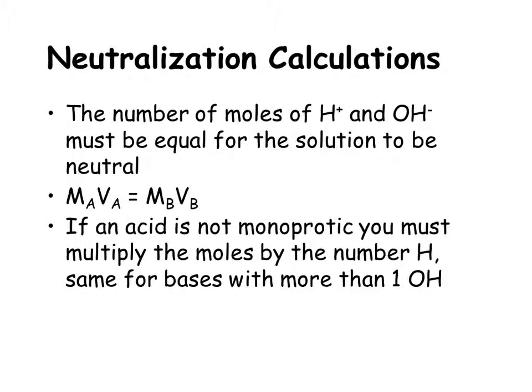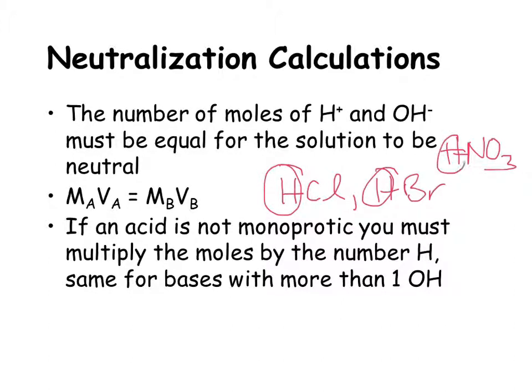monoprotic versus diprotic versus polyprotic. Now a monoprotic acid is an acid that only has one proton or one hydrogen. So let's see, HCl is one, HBr is one, HNO3 is one. Okay, so they're all ones because they only have one proton, right?